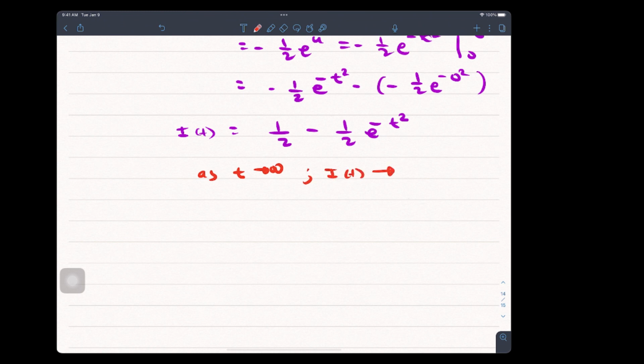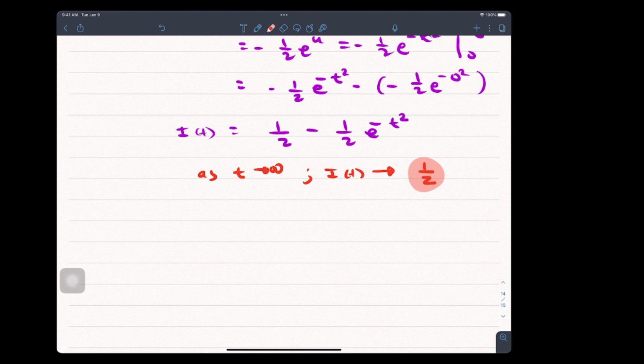Do you know? That goes to what? 1/2. Is that true? You okay with that one? Does that go to 1/2? Why does that go to 1/2?